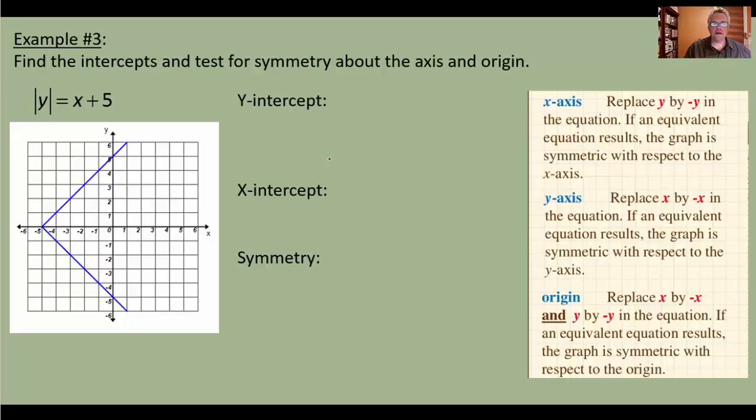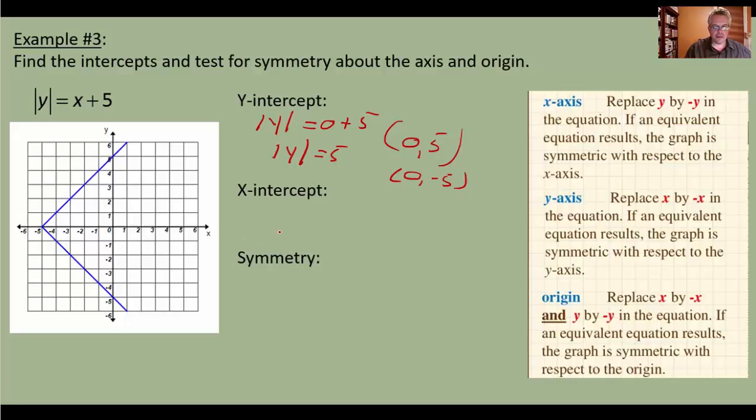So for the y-intercept, set x equal to 0. So we get absolute value of y equals 0 plus 5, or absolute value of y is 5. If you think about it, there are two numbers whose absolute value is 5. The absolute value of 5 is 5. The absolute value of negative 5 is 5. So we get two y-intercepts, 0, 5, and 0, negative 5, just as shown in the graph. Both of those have absolute value 5.